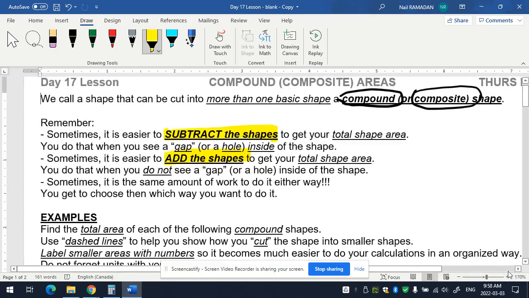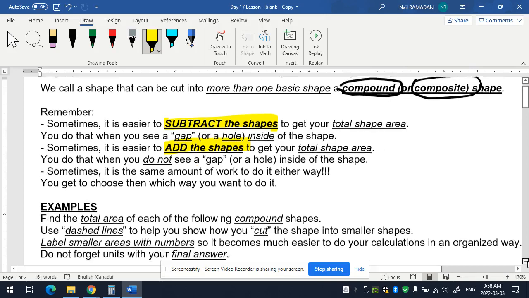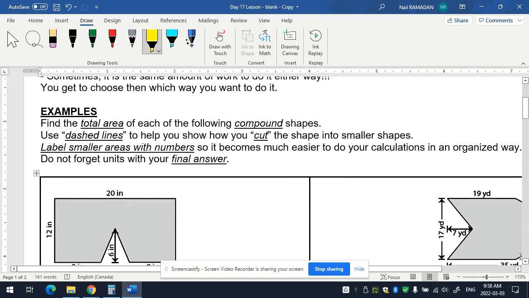So let's do the first example or the first page. All of these examples are: find the total area of each of the following compound shapes. Do me a favor. When you cut, don't use solid lines. Use dashed or dotted lines, okay? Just to distinguish them from any other solid lines that actually make the boundary or the edges of the original shape. One way you can make your life easier is label smaller areas with numbers so it becomes clear which one you are trying to do. Am I doing area 1, area 2, area 3 once you cut? Don't forget units with your final answer.